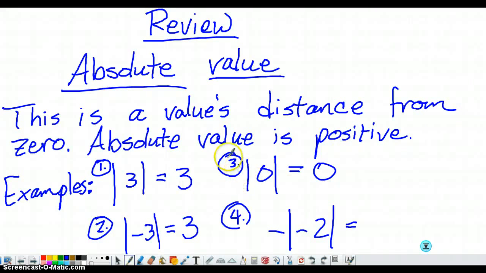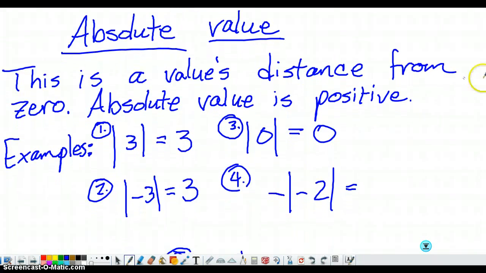Alright guys, so today we're going to start off by reviewing the concept of absolute value. If you haven't heard that in a while, a little reminder: absolute value is a value's distance from 0 on the number line, and absolute value is a positive value because it is measuring distance. So we don't have negative distances, so it's always going to be positive. Doesn't matter which direction it is, it's going to be the same distance.